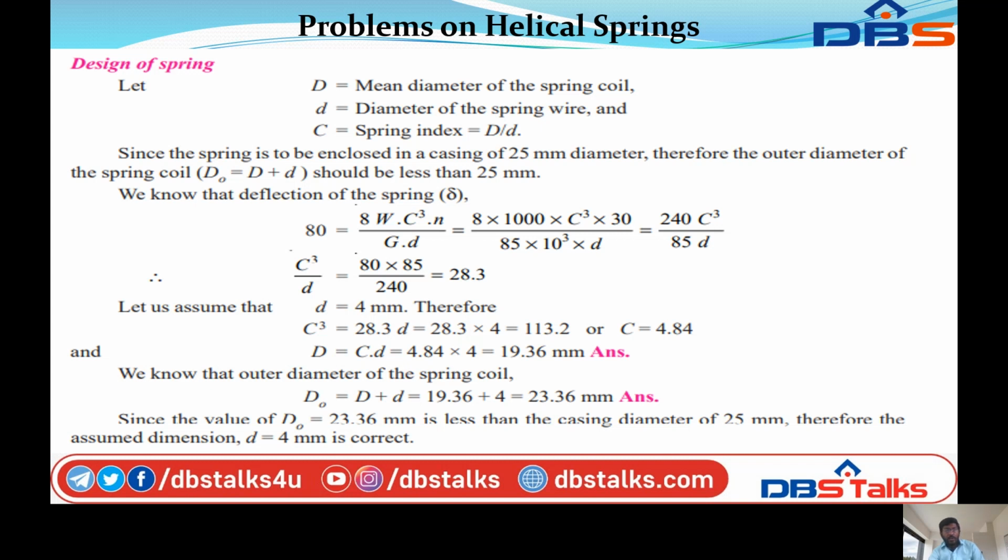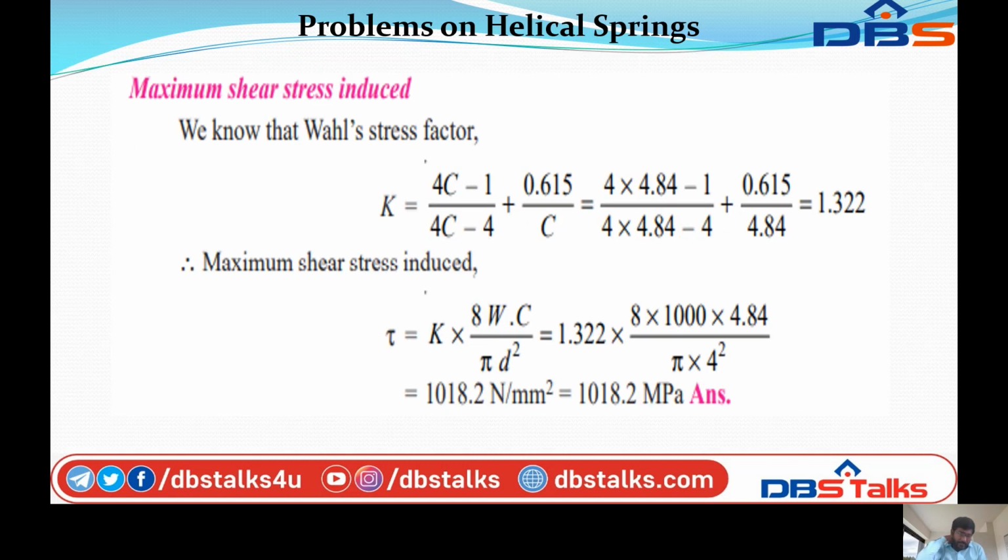The outside diameter D naught is equal to 23.36 mm. So this is less than the casting diameter. So by assuming the diameter small d of 4 mm is the correct one. So this is calculating the diameter of the spring. So in this problem we can assume the wire diameter is 4 mm. So next we can calculate the maximum shear stress induced in the springs.